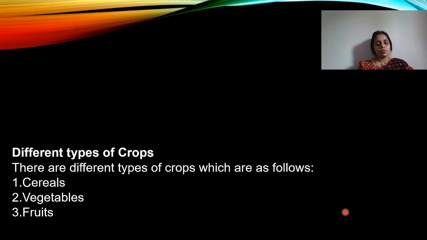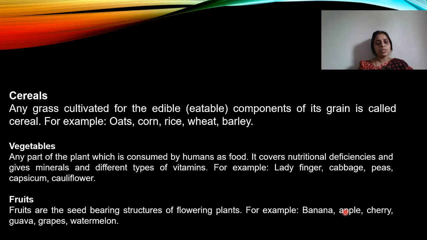The different types of crops. There are different types of crops like cereals, vegetables, and fruits. Coming to cereals, any grass cultivated for the edible components of its grain is called a cereal. For example, oats, corn, rice, barley, wheat.